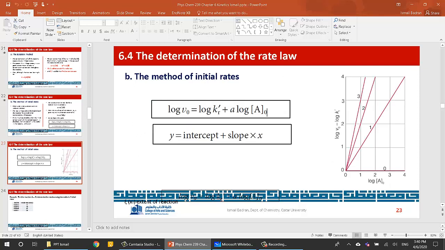Now this is what I've been talking about. This is the equation again: log V naught equals log Kr prime plus a log A naught. So if you plot on the y-axis the log V naught versus log A naught, then you will have a straight line. In this case, the slopes are shown here as just an example, 1 or 2 or 3. So if the slope is 1, this means this is first order in terms of A, and so on.